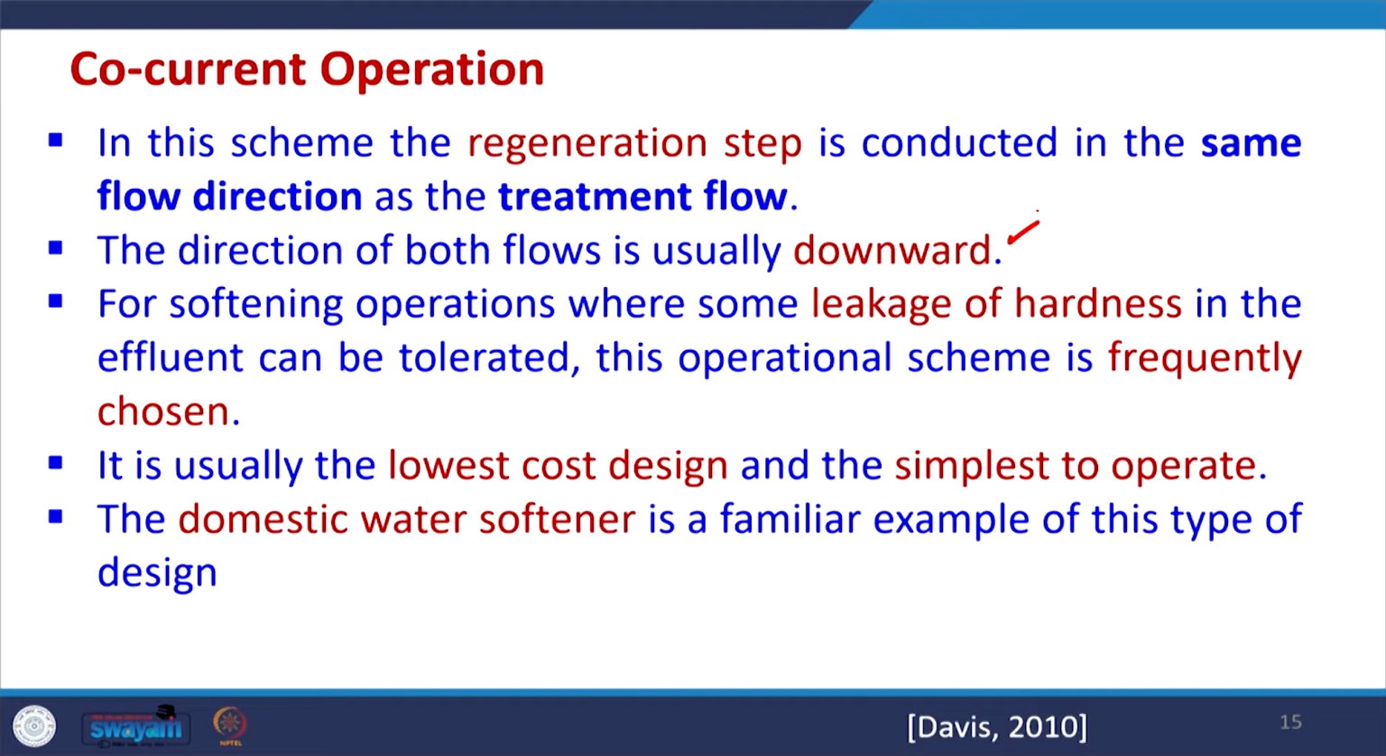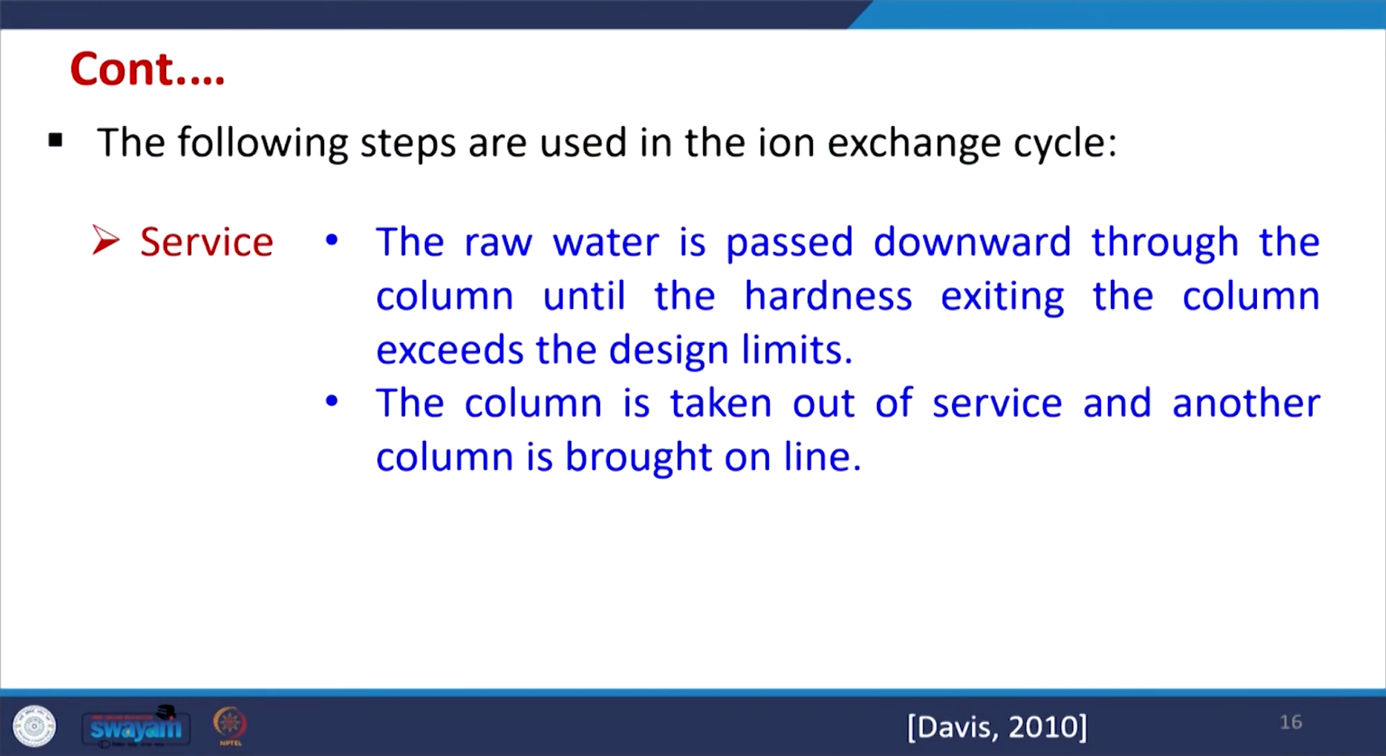Now, for softening operations where some leakage of hardness in the effluent can be tolerated, this operation scheme is frequently chosen. So, if some toleration is there, we can always choose this, and this type of co-current operation is usually the lowest cost design and very simple to operate, because naturally the water will always flow from top to bottom. Now, the domestic water softeners which are used in our residences are similar to this.